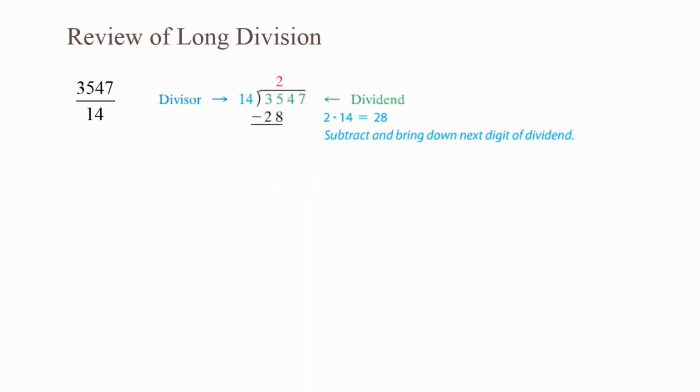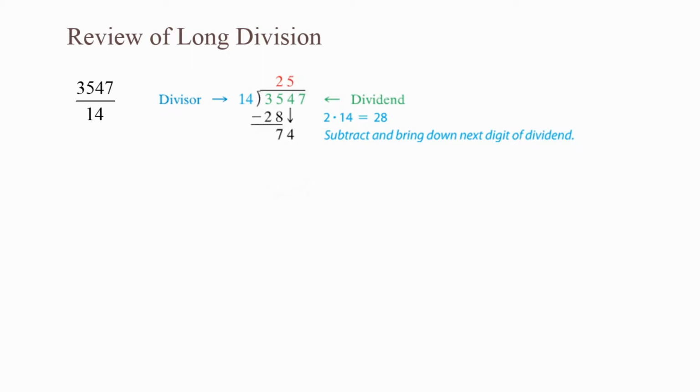3,547 divided by 14. So to write that as long division, 14 is on the outside, 3,547 is on the inside. 14 is our divisor, 3,547 is the dividend. 14 will go into 35 2 times. 2 times 14 is 28, so I write down my minus 28. Subtract and bring down the next digit of the dividend. So 35 take away 28 is 7. Bring down the 4 and I have 74.